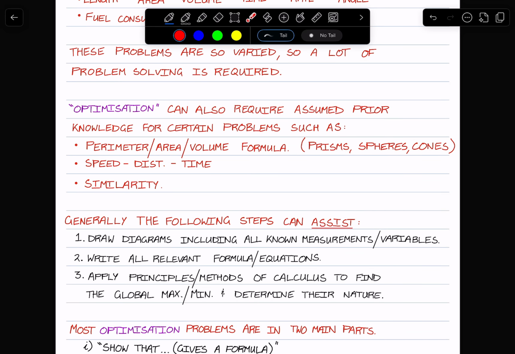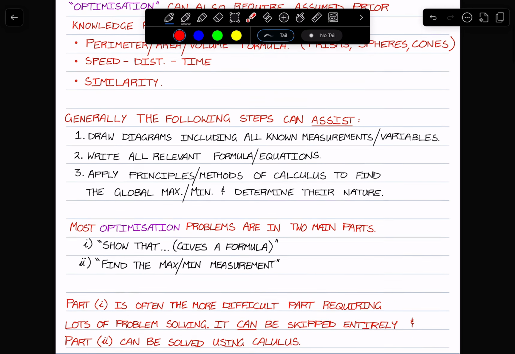Optimization can also require a lot of assumed prior knowledge for certain problems, such as you'll need to be able to recall and just utilize formulas for perimeter, area, and volume of a whole variety of shapes. I've just given a few here. A use of speed, distance, and time, and other rates, and sometimes even similarity.